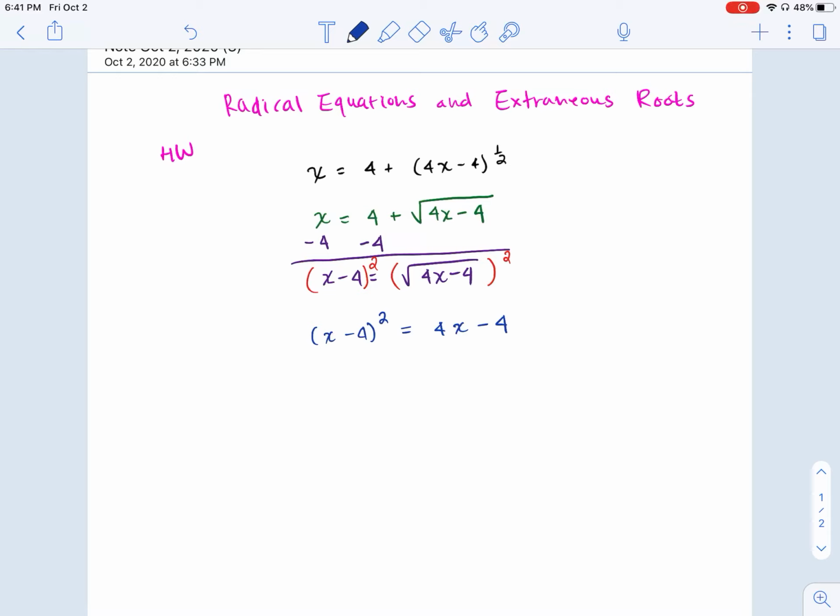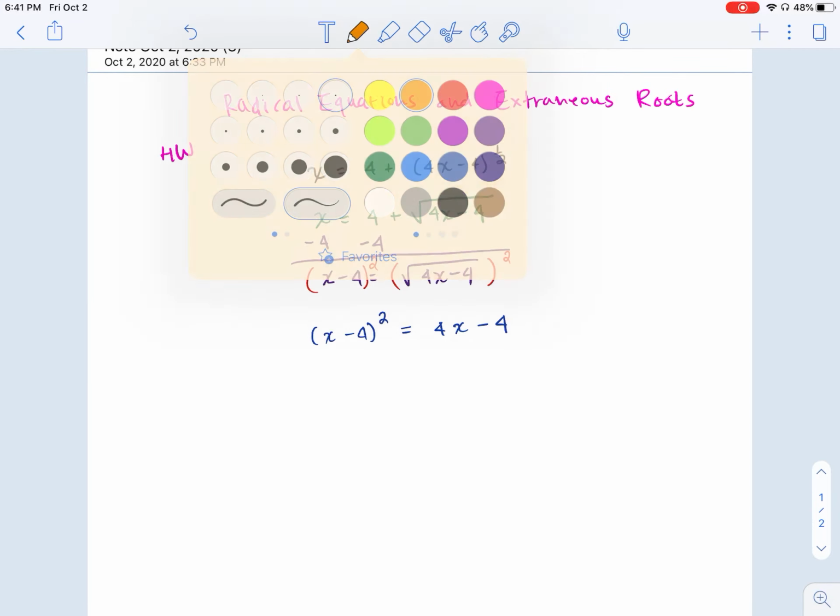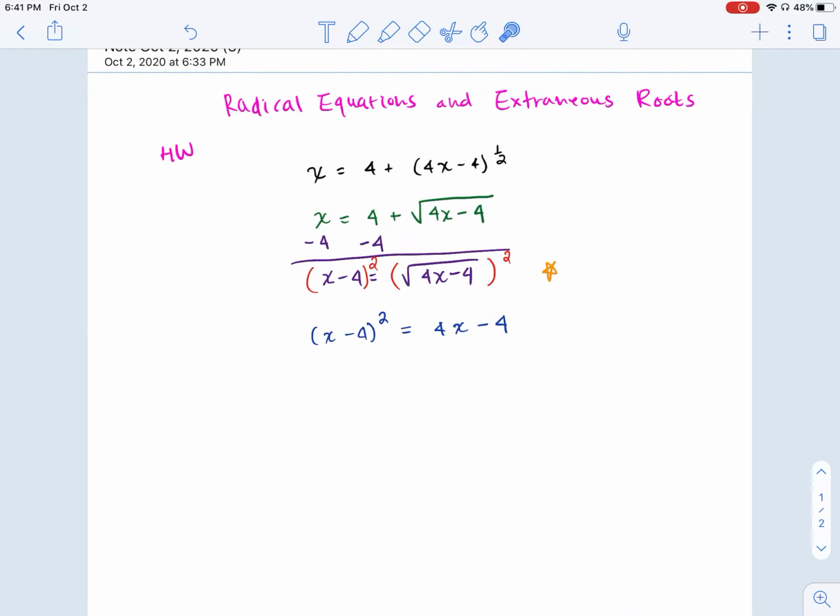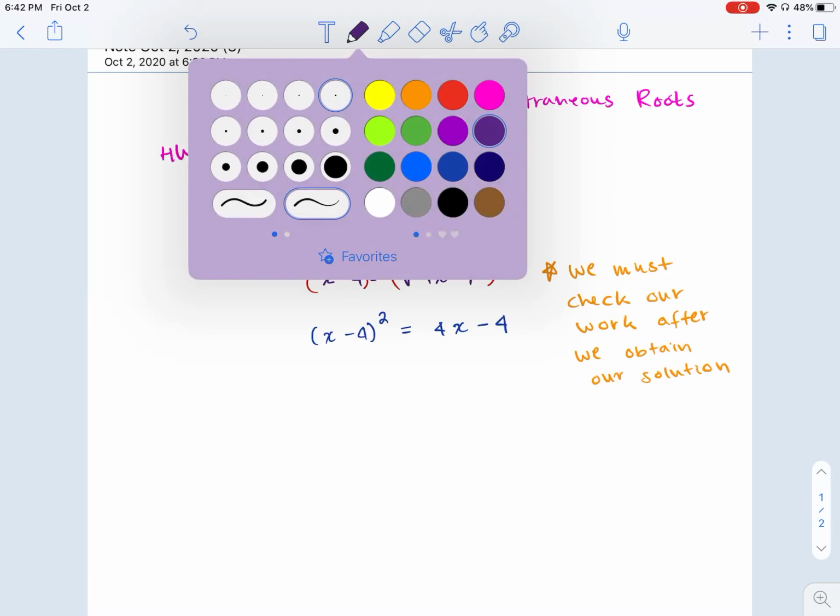Although it is possible to raise the right and the left to a power, there is a condition. The moment you put an exponent on the right side and on the left side, we must check our work after we get our solutions. So I'm just going to put a star there so we remember. And then I'm going to continue.